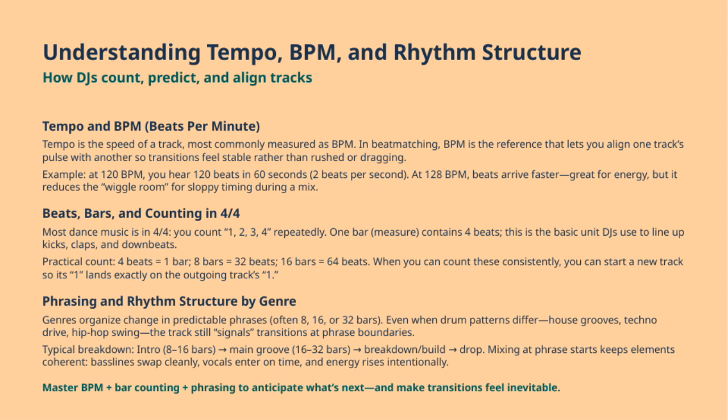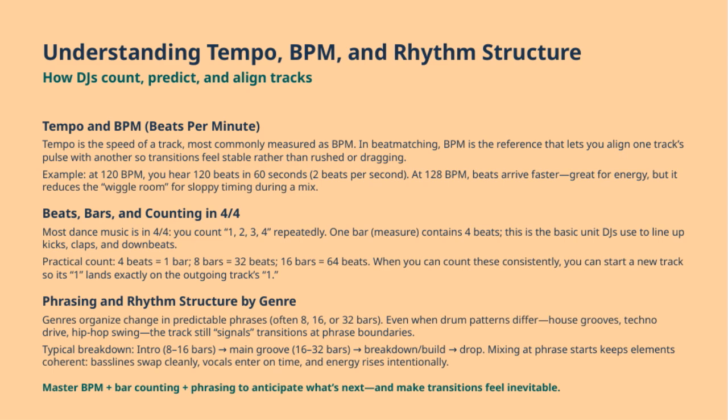Now most dance music is in 4/4 time. That means we count 1, 2, 3, 4 repeatedly. One bar or measure contains 4 beats. This is the basic unit that DJs use to line up rhythmic elements like kicks, claps, and downbeats. To put it into perspective, 4 beats make 1 bar, 8 bars equal 32 beats, and 16 bars are 64 beats. When you can count these consistently, you can start a new track so that its 1 lands exactly on the outgoing track's 1, creating a seamless transition.